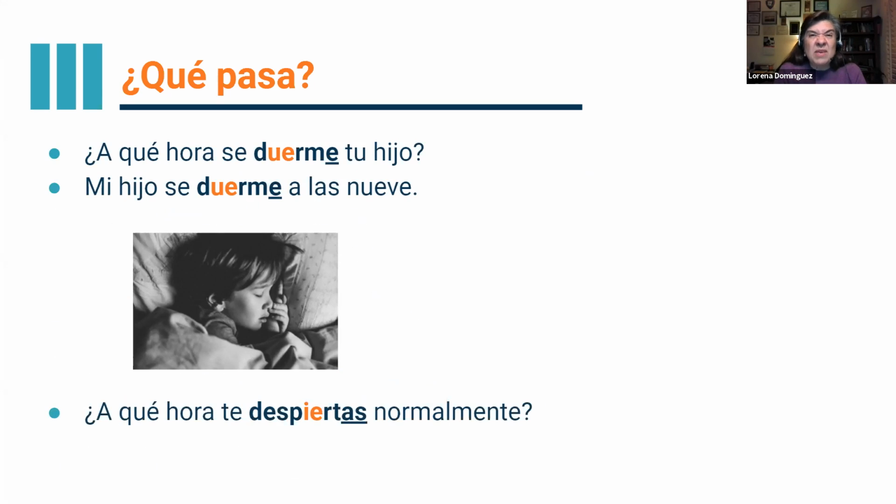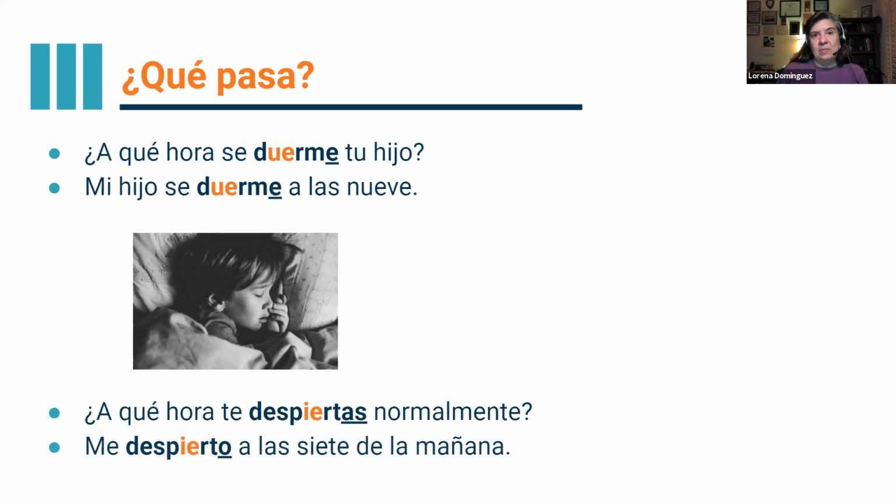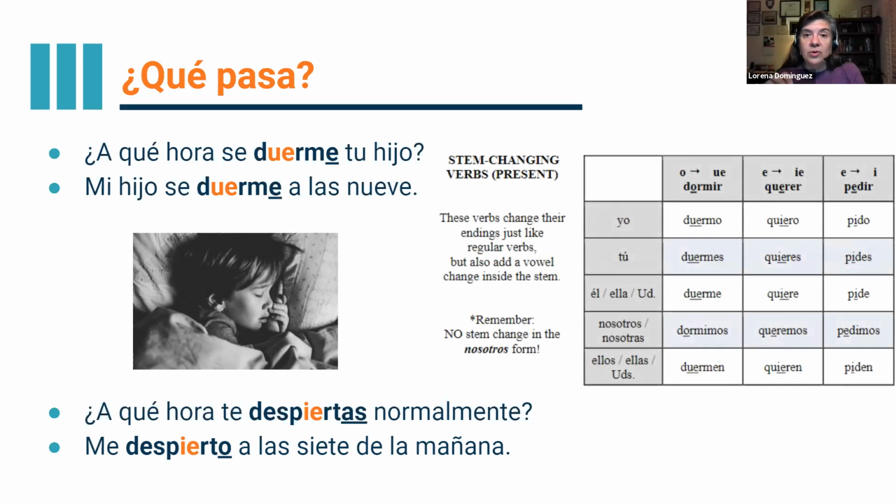¿A qué hora te despiertas normalmente? Me despierto a las 7 de la mañana. Okay, so here we're talking about stem changing. So if you have verbs that have the O, they're going to change to UE. Like dormir, duerme. Everything changes except for the subject nosotros, nosotras. That one remains the same with an O. If you have a verb with an E, like querer, the E will change to IE. And some verbs with E will change to I.